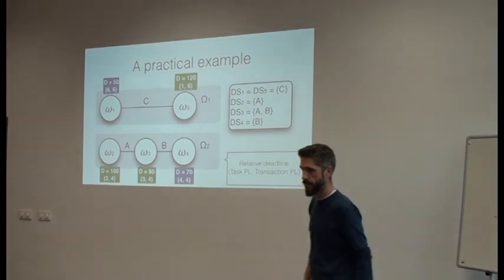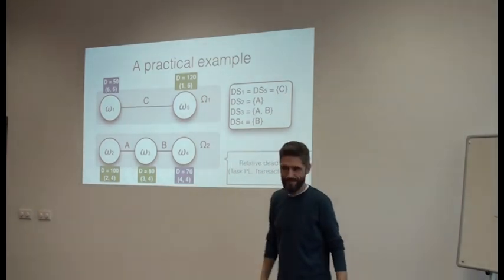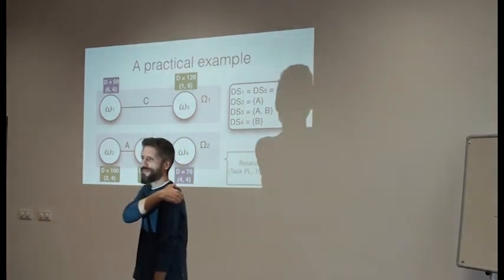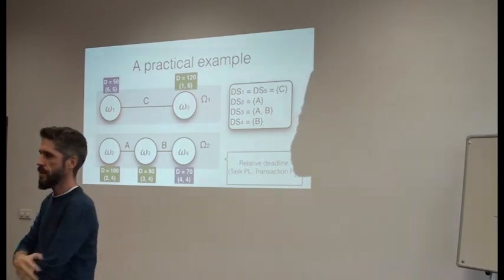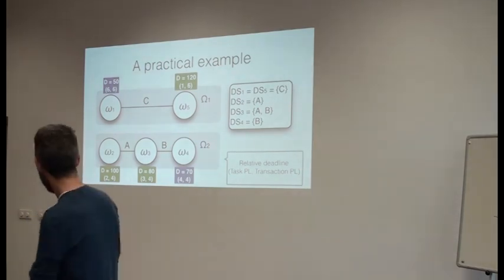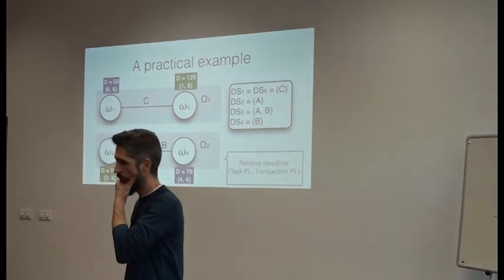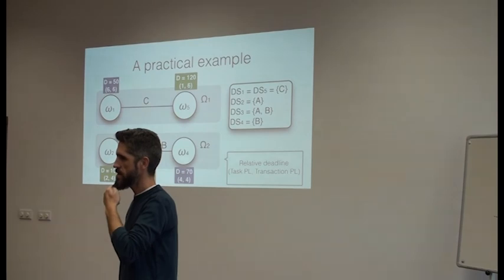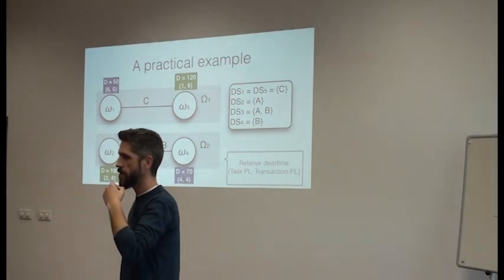Yes? But in that case, the deadline is earlier than the other one. Why do you need to have that difference? Sorry? In that case, W1 or omega 1 finishes earlier than, I mean, it has a higher priority than omega 5. Yes. So why do you need to have, even though they depend, I mean, they are executing on another core.